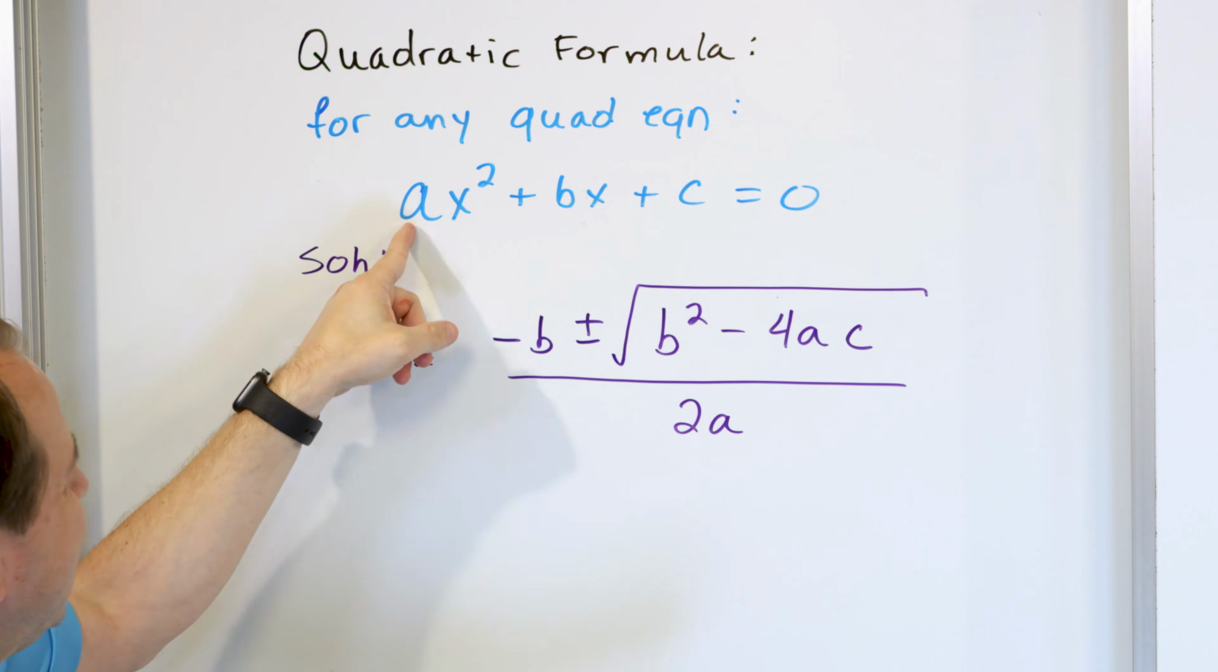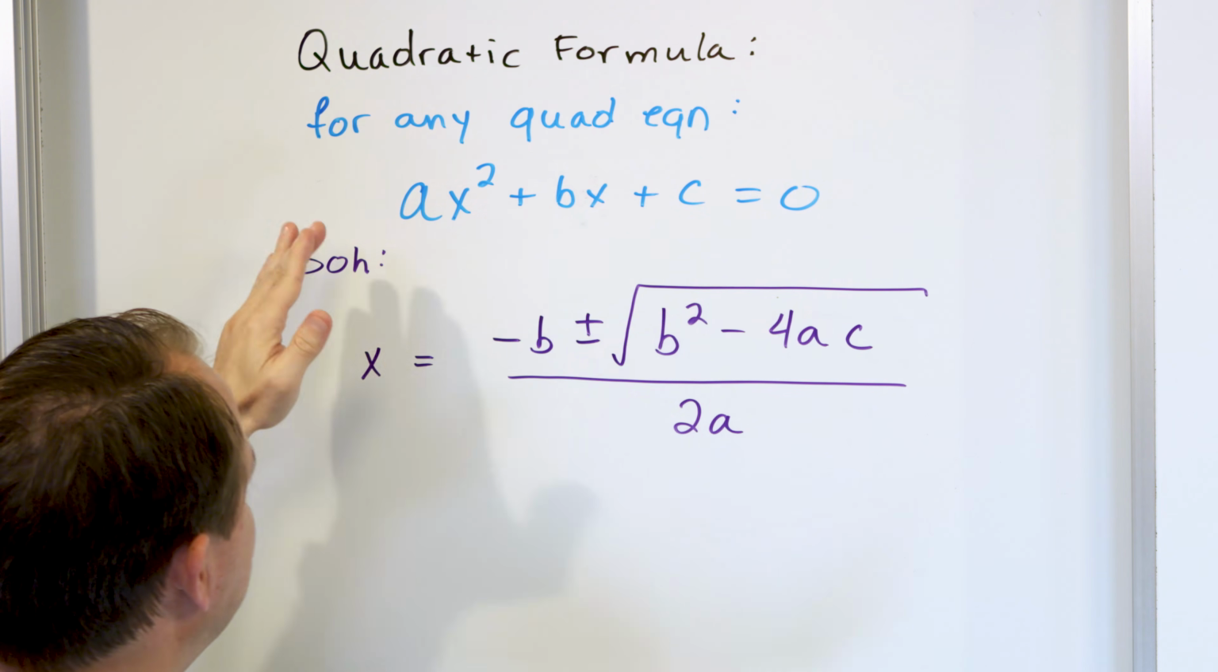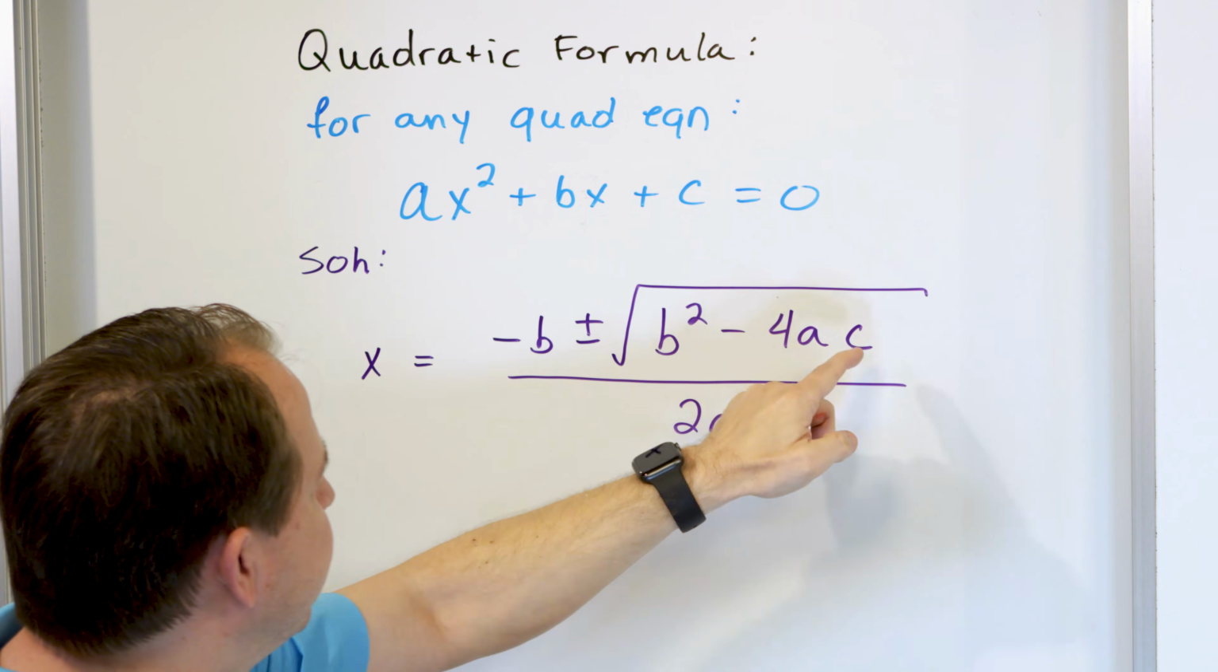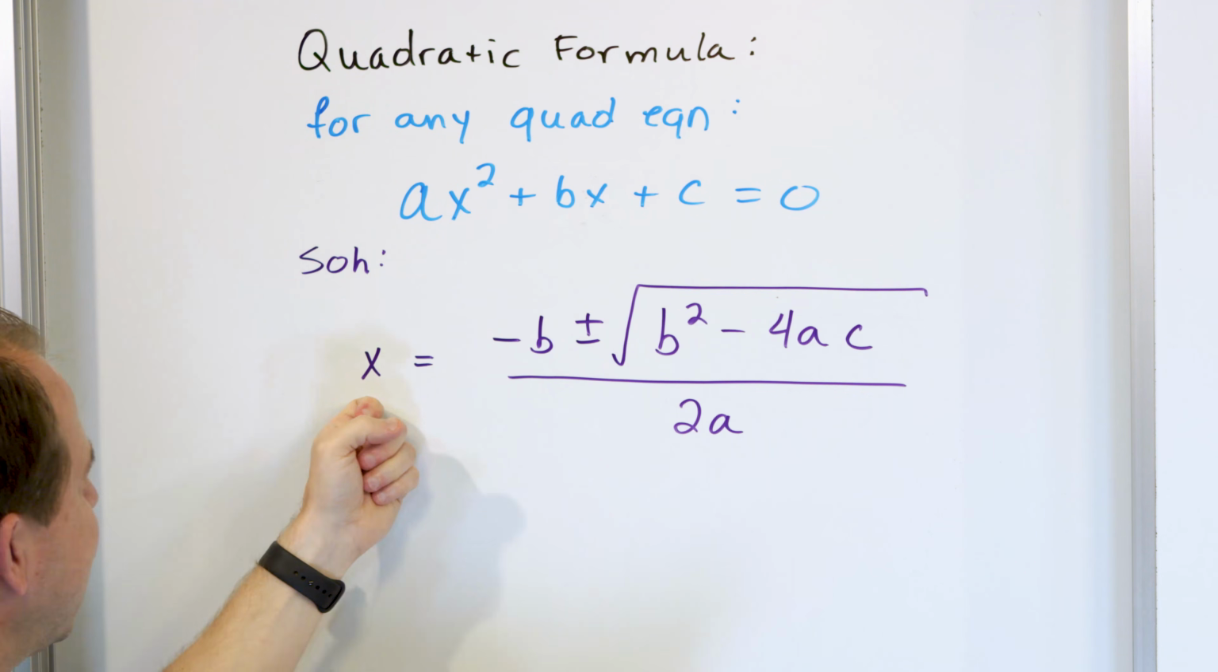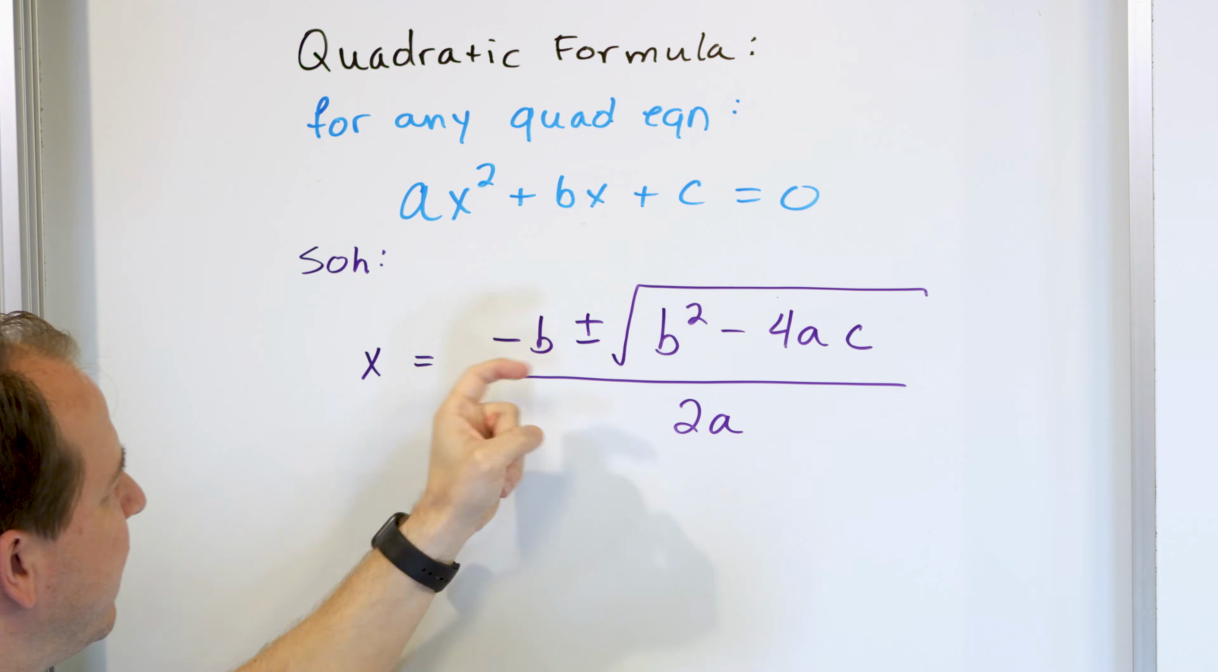In other words, if I know any a, any b, and any c for any quadratic, I just put them in these locations and then calculate the answer, and I always get two solutions because you have the plus and the minus.